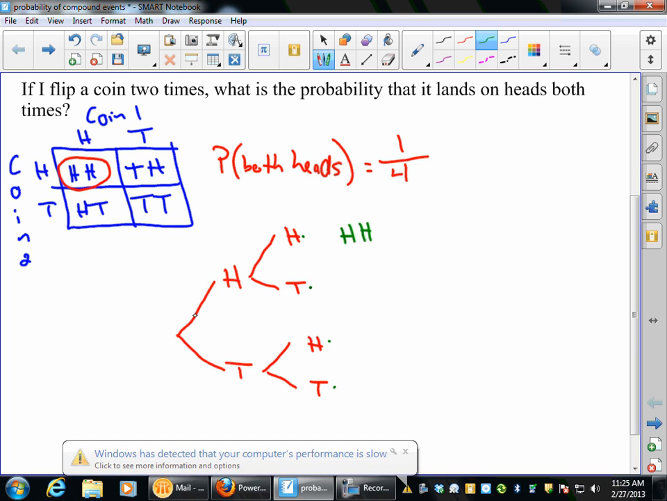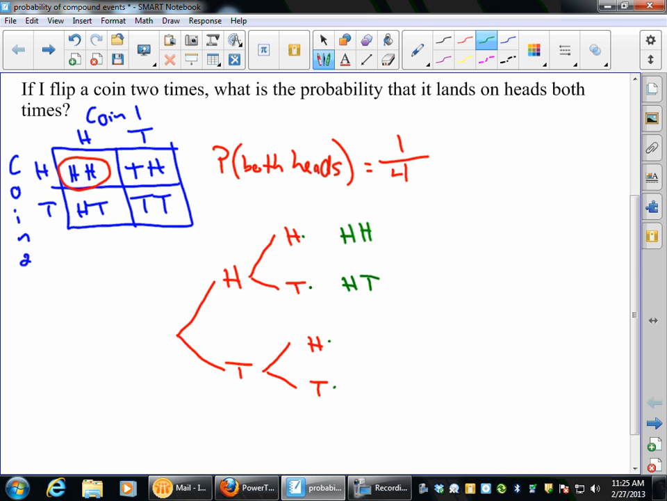This one's telling me I got heads the first time, tails the second time. So that would be that outcome. This is tails the first time, heads the second time. And the bottom one is tails and tails. So you can see I got the exact same 4 outcomes as I did in my table. Some people prefer a table, some people prefer the tree diagram, and it really doesn't make a bit of difference.